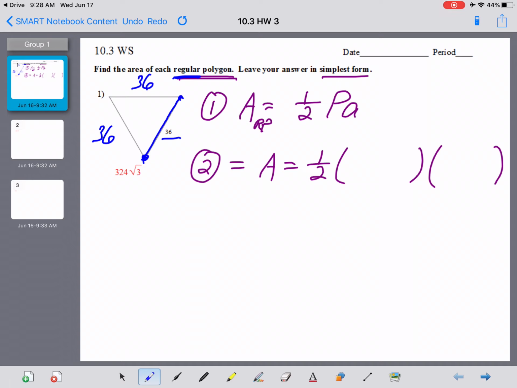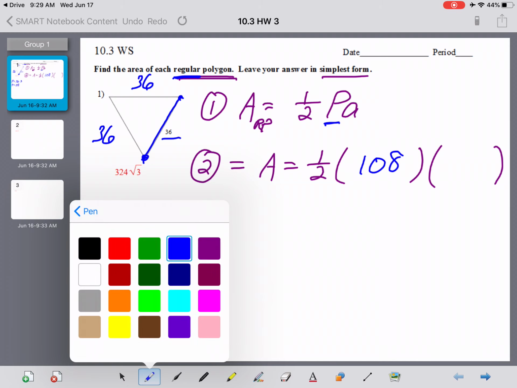Now, it drives me nuts to hear smart people at this level grab their calculator and type in 36 plus 36 plus 36. To do this in a better way, to find perimeter, you take the length of each side, which we know is 36, and you multiply that by the number of sides, which in this case is 3. So 36 times 3 tells us that our perimeter here is going to equal 108. So we now know that our perimeter is 108, and we'll go ahead and write that in there.